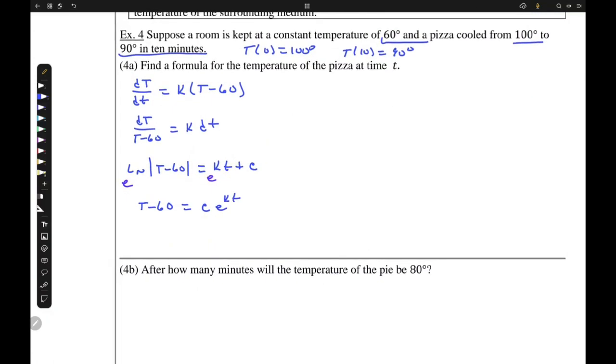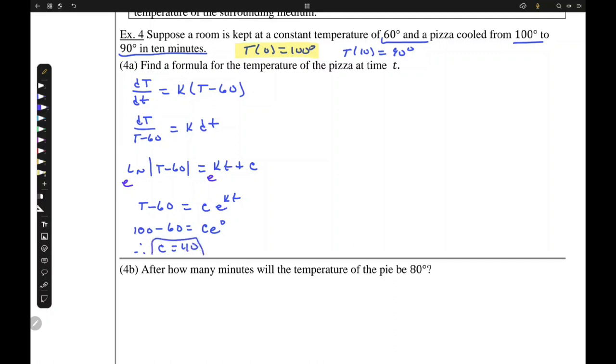And so we want to use the initial condition that they gave us up here. They told us that at time t equals 0, the temperature is 100 degrees. That's what we're going to use to start with. We're going to plug in 100 for T, minus 60 is equal to C e to the k times 0. It doesn't matter what k is because t is 0, so this becomes e to the 0, which is 1. And we end up with C is equal to 40 degrees, or 40.